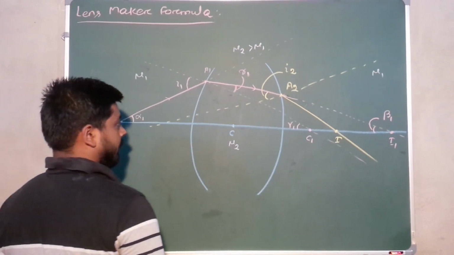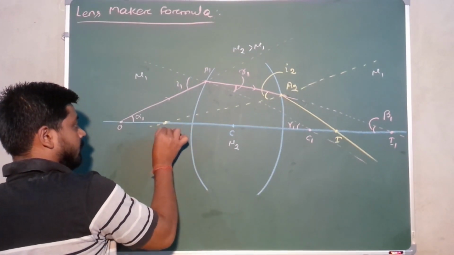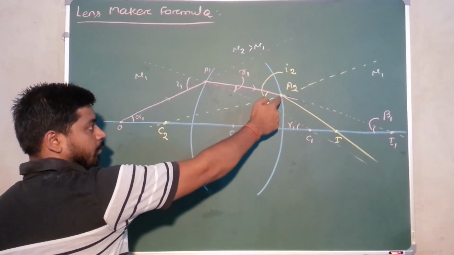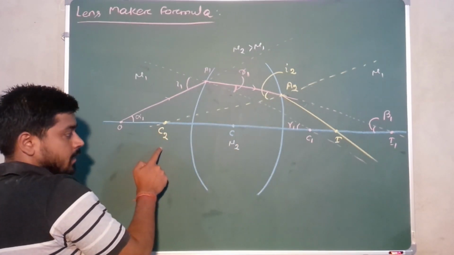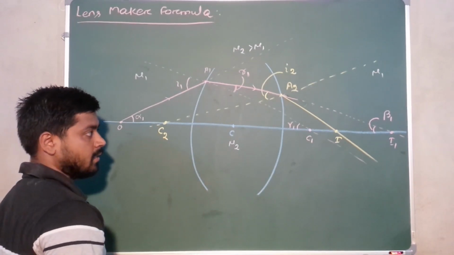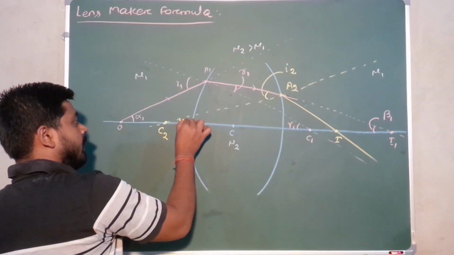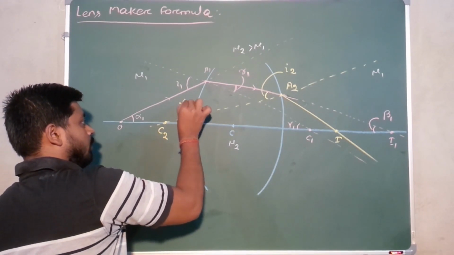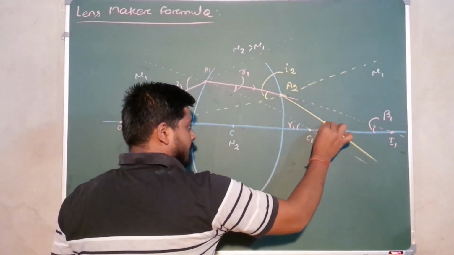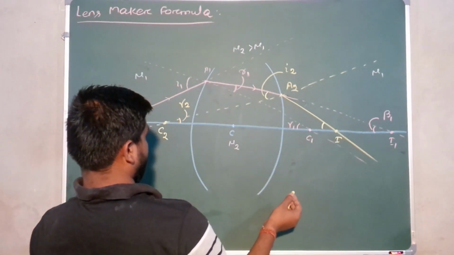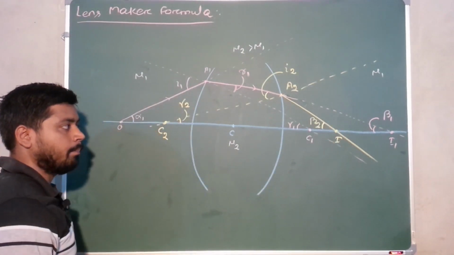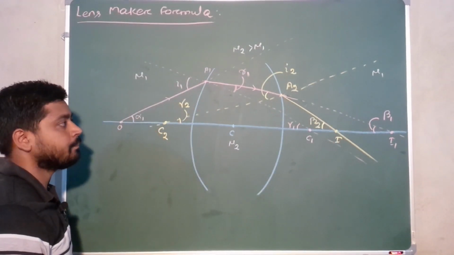And this one is C2. The normal which I draw at the point A2 meets the principal axis at C2. C2 is the center of curvature for the second refracting surface, which makes an angle gamma 2 with the principal axis, and this I makes an angle beta 2 with the principal axis.